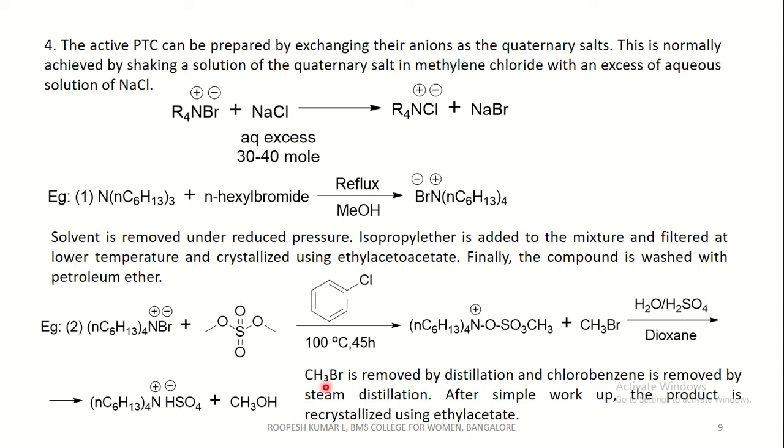Here the methyl bromide is removed by distillation and the chlorobenzene solvent is removed by steam distillation. After simple workup, the product is recrystallized using ethyl acetate.